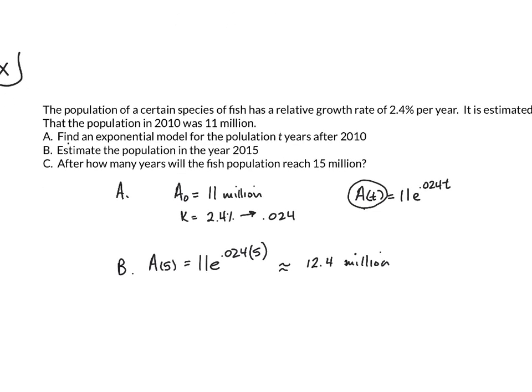Okay, part C. After how many years will the fish population reach 15 million? So 15 million is a future amount. So that's going to go here. After how many years is a question of time, so t is going to be our variable. So what we would set up is 15 is the future amount, 15 million. We started with 11 million. Relative growth rate is still 0.024, but then the variable is t. We're solving for time, after how many years.